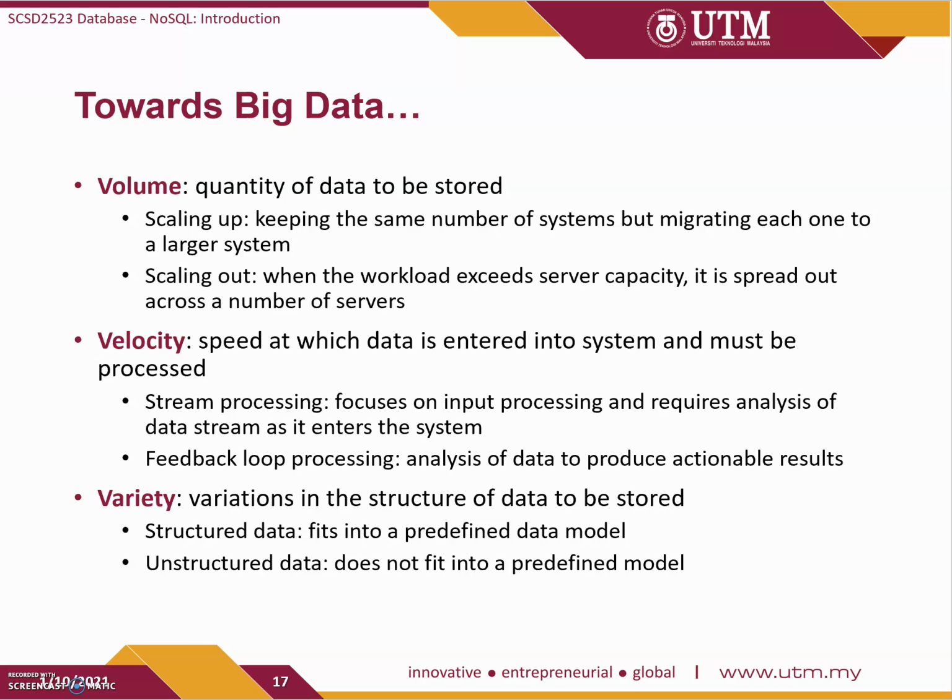And lastly, we have the third V, which is the variety, which is the variation of the structure of data to be stored. So in terms of the structure of data, it is categorized into 2, which is structured data. The structured data will fit into a predefined data model. And secondly is the unstructured data. The unstructured data cannot be fit into a predefined model.